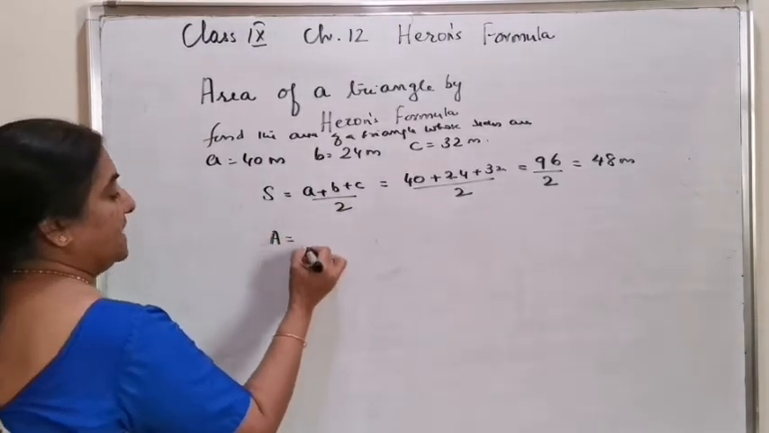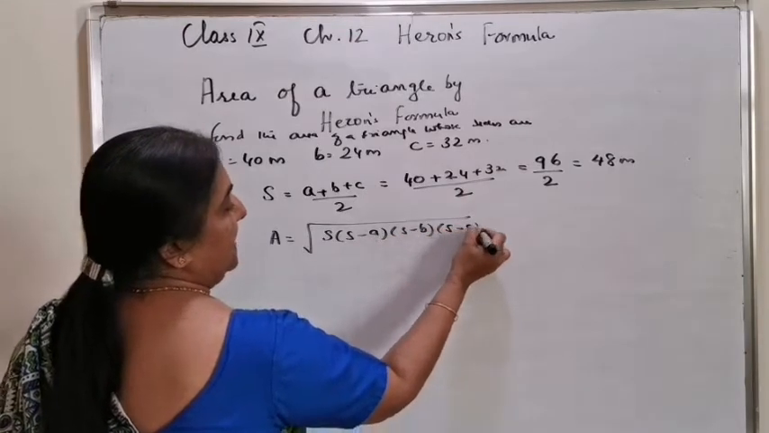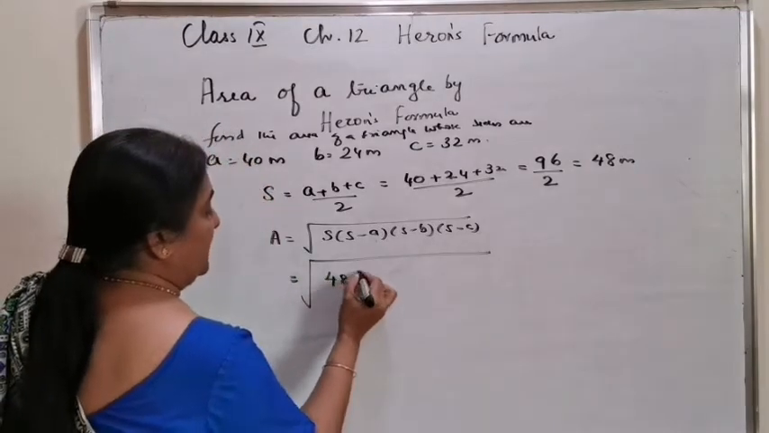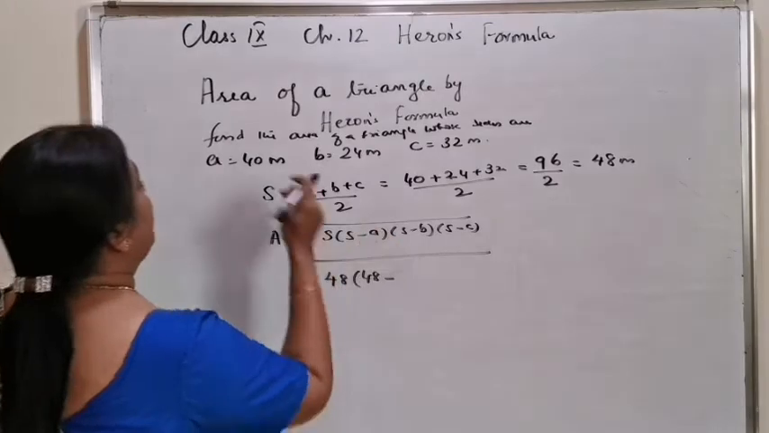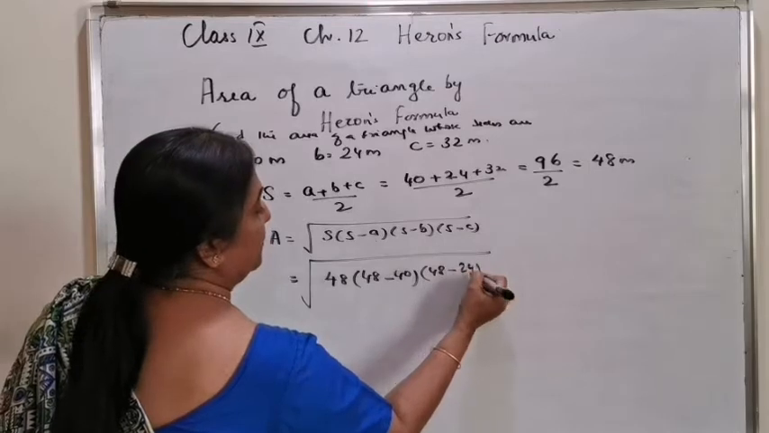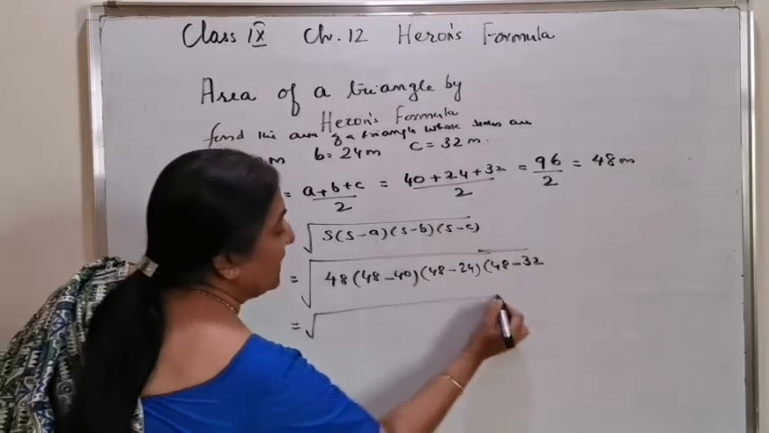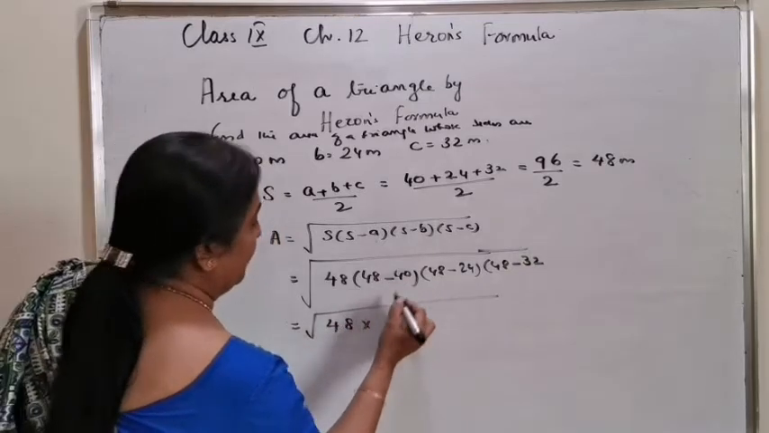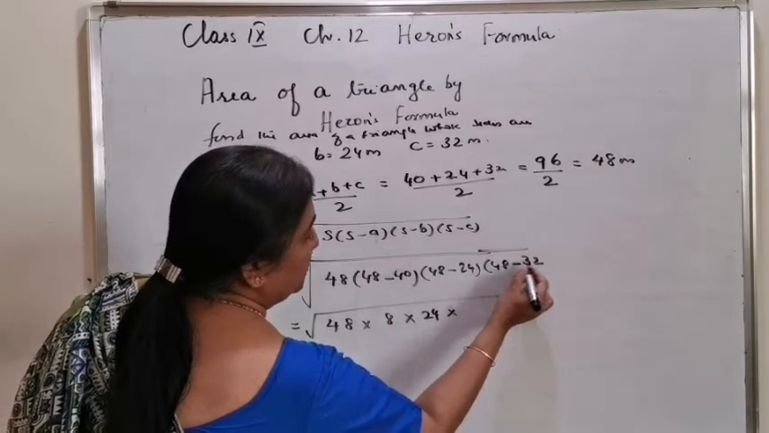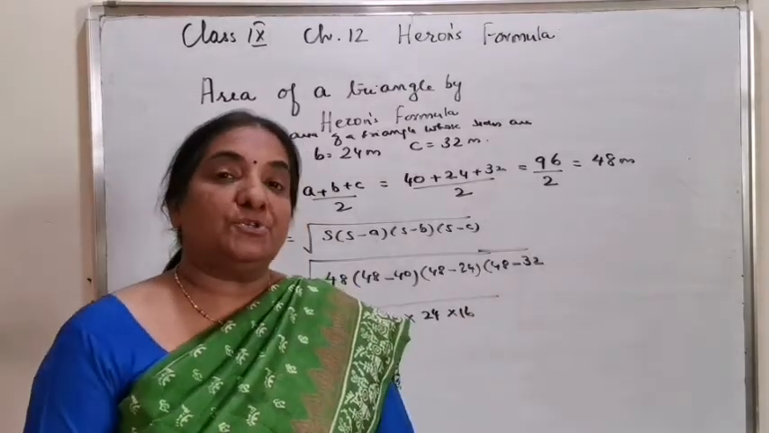Write the formula as A is equal to square root of S into S minus A, S minus B and S minus C, which is equal to square root of 48 into 48 minus 40, 48 minus 24 and 48 minus 32, which is equal to square root of 48 into 8 into 24 into 16. And now after this step you are not supposed to multiply.